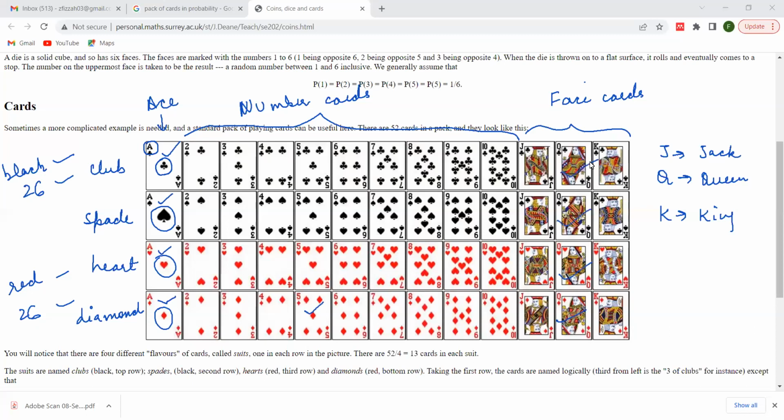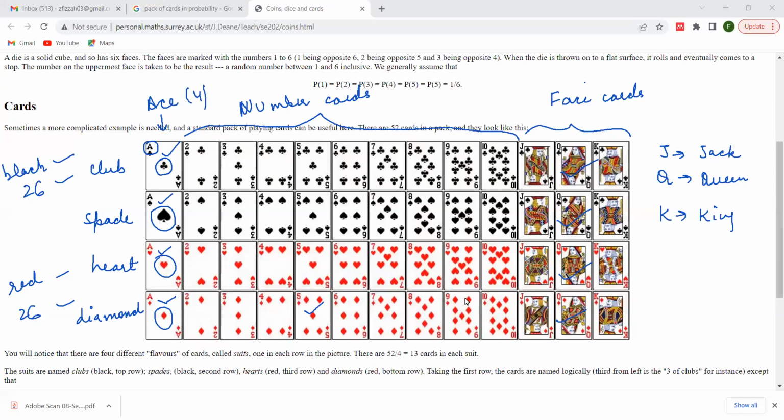So there are a total of four ace cards. And number cards are 9 this side and then 4, so 9 into 4, that means 36. And face cards will be 3 into 4, that is 12. So 12 face cards are there.